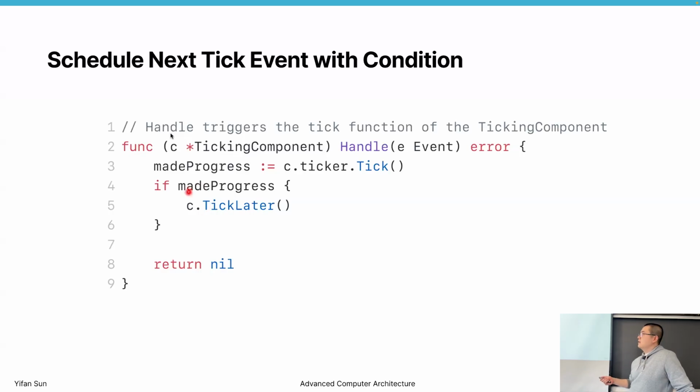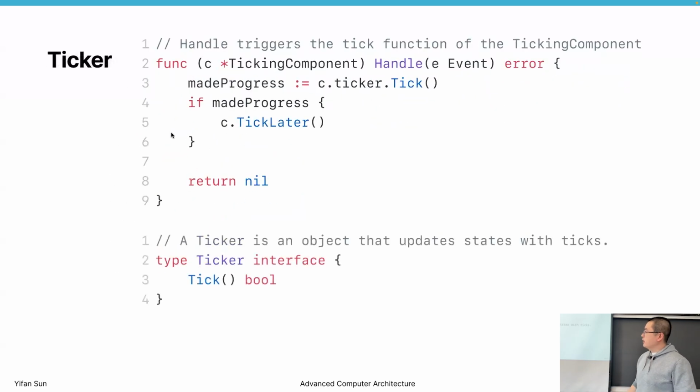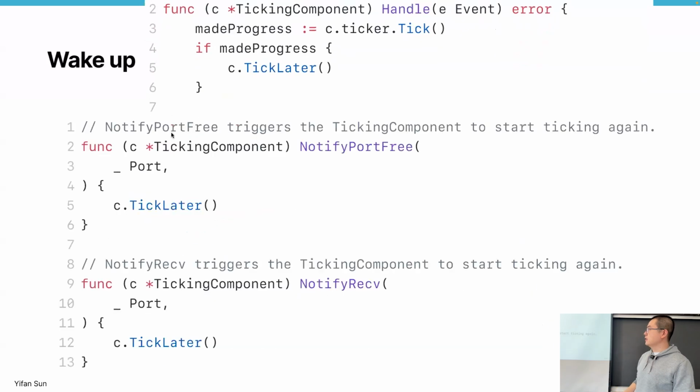Okay, so once you know the rule, it shouldn't be very, very hard to determine if it's made progress or not. But sometimes at the beginning it's very error prone, and sometimes I need to use breakpoint debugging to solve this problem. Okay, so made progress, then tick later. Here you see we introduce a ticker, and what is a ticker? Ticker is super simple. It's an interface that only has one method, a tick method, that takes no arguments and returns a Boolean value, made progress, true or false. Okay, this is a ticker.